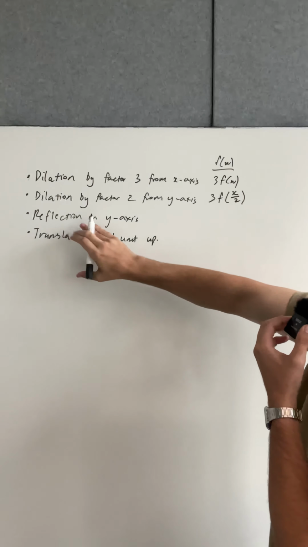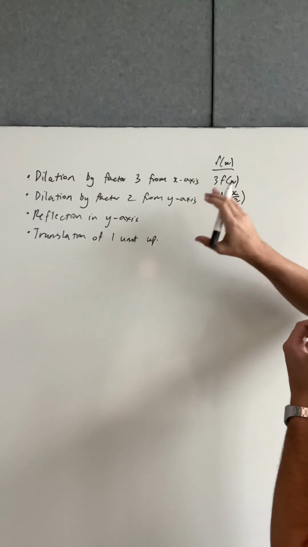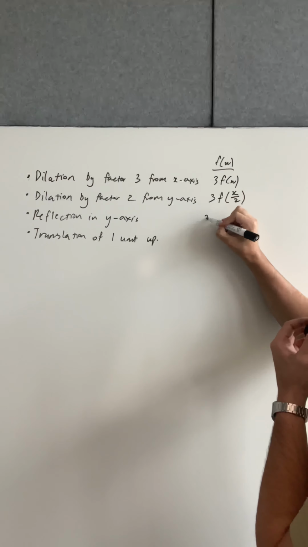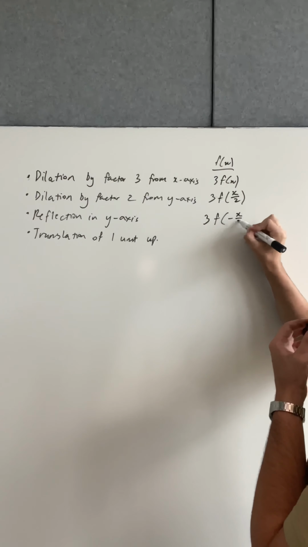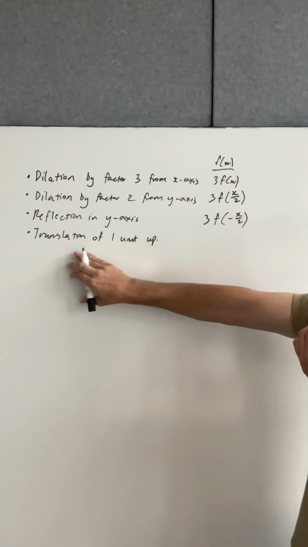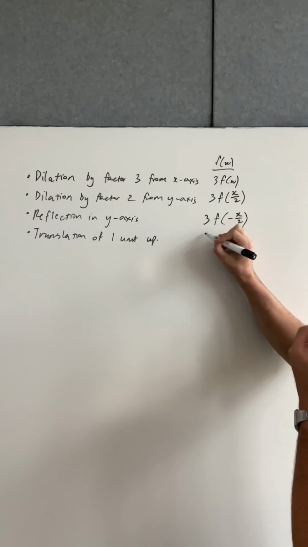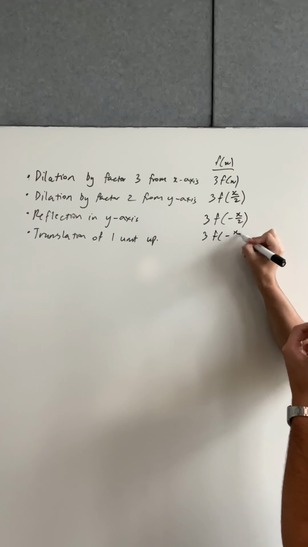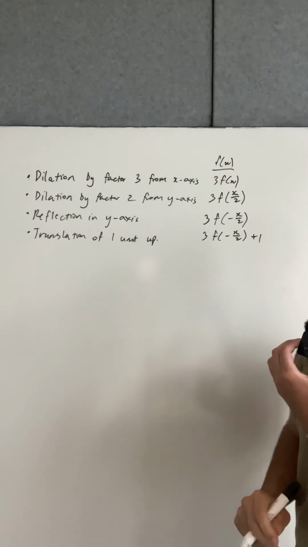The next one is a reflection in the y-axis. What that does is it changes your x value to become negative. So you end up getting 3 f of negative x on 2. And then a translation of 1 unit up just adds 1 to our whole equation. So we end up getting 3 f of negative x on 2 plus 1 on the outside.